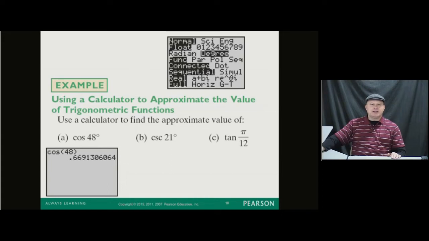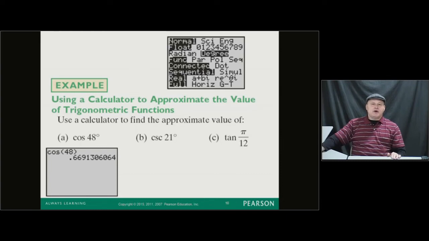Most of the time, if I ask you this question on a test, or if my math lab asks this question, they'll probably say round to 4 decimal places. So in that case, your answer would be 0.6691, because the next number is 3 and it doesn't round it up. So it's 0.6691 to the nearest 4 decimal places. Next one, now cosecant of 21 degrees.